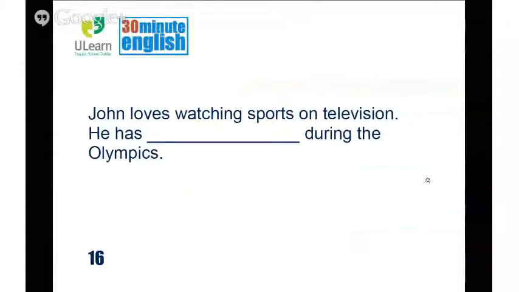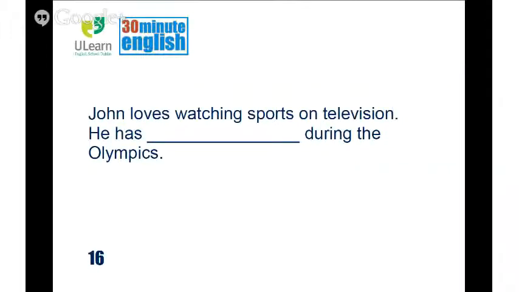Let's look at another example of field day. Back to our screen. Okay, John loves watching sports on television. He has a field day during the Olympics. So what does John have during the Olympics? Now, John could have anything. John could have a bowl of popcorn. John could have a few beers with his friends. But specifically, if John loves watching sports on television, then he has a field day during the Olympics. And why does he have a field day?